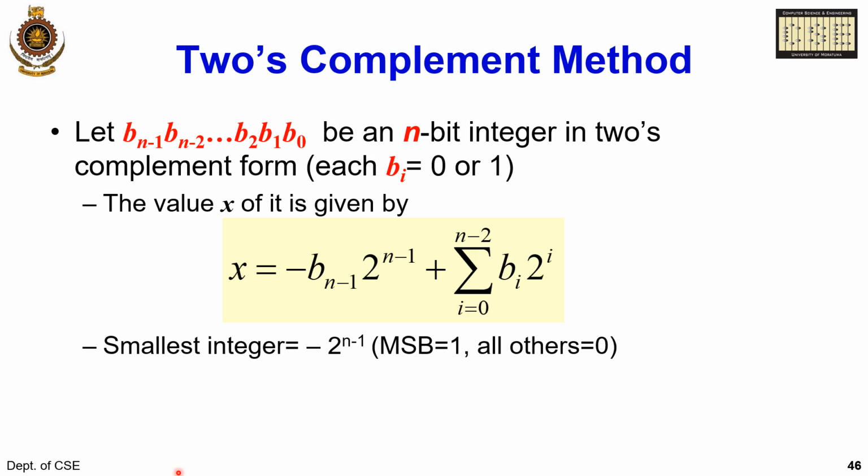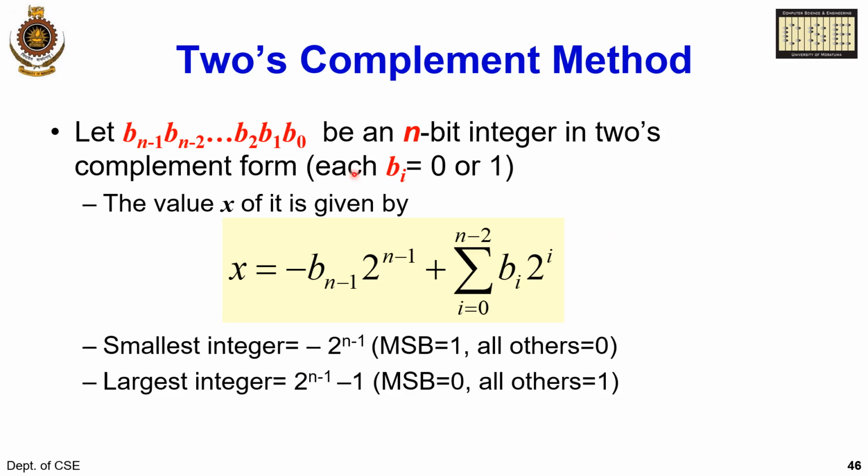Let's look at the smallest integer we can show, and the largest integer we can show, with 2's complement for an n-bit integer. The smallest integer is the most negative number we can have. For that, this part has to be the most negative, and this part has to be the least positive. The least positive one we can have here is 0. The most negative one is, if we just keep b n minus 1, then we have minus 2 to the power n minus 1. So the smallest, the most negative integer we can have is minus 2 to the power n minus 1, where only this part goes into determining the value and this part is 0. That's the smallest. The MSB is 1 and everything else is 0.